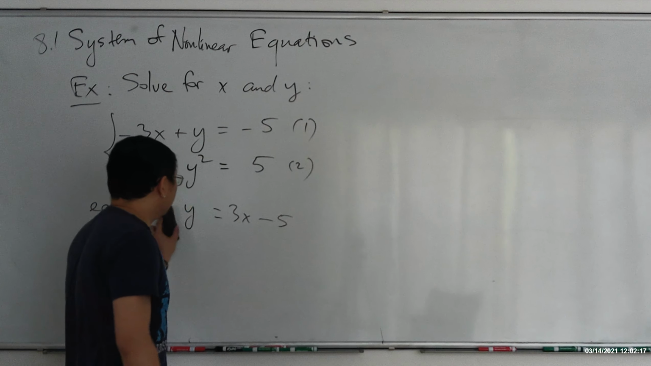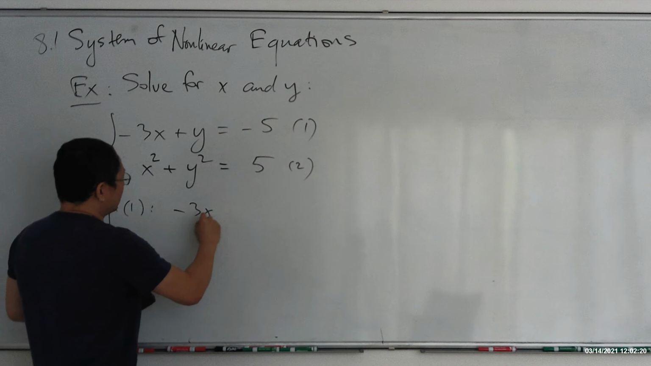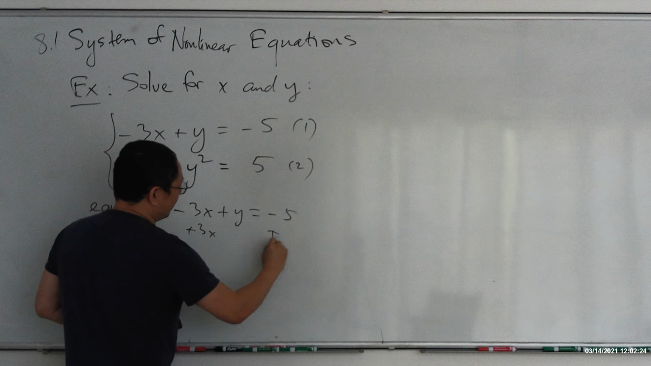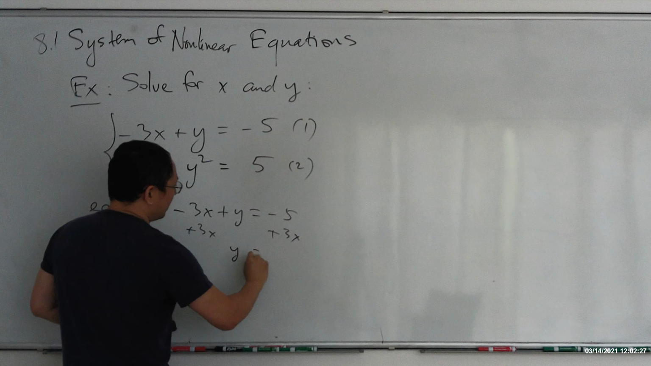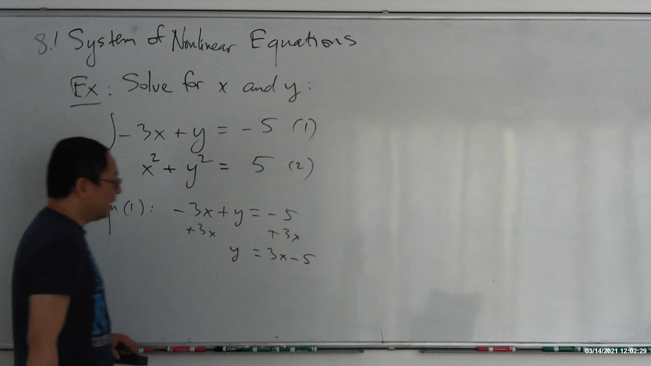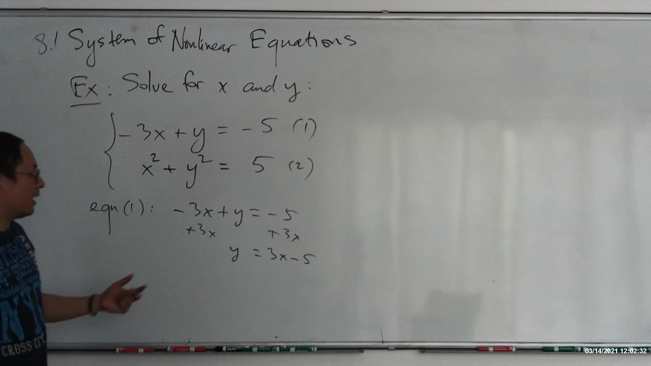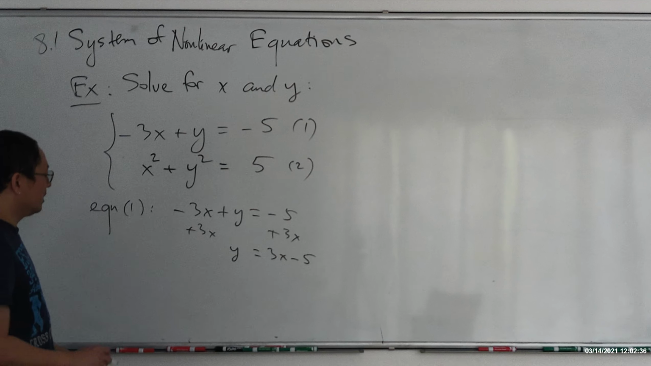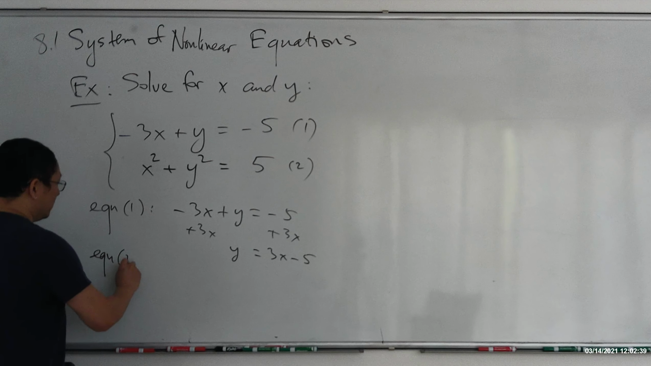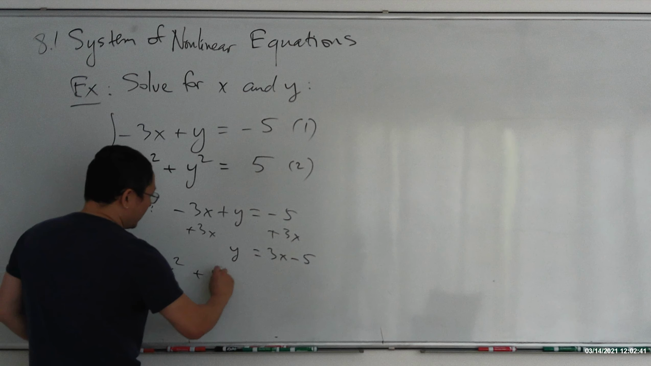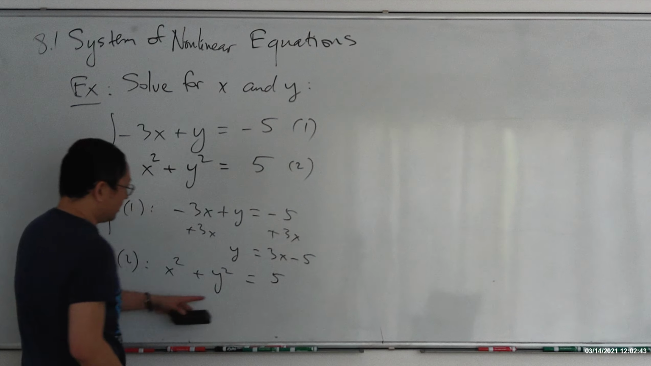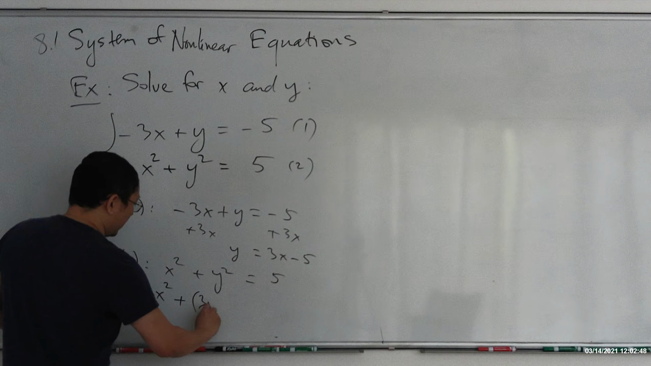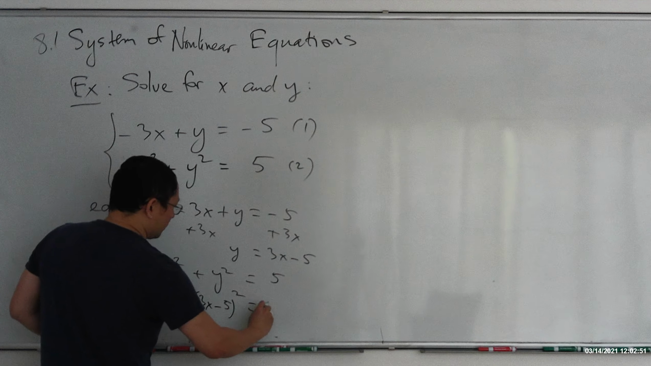Let me rewrite. Make sure that everyone gets it. Negative 3x plus y equal negative 5. And add 3x on both sides. That's what I've done. Got y equal to 3x minus 5. Okay. Even though I can do elimination, I cannot do elimination here, but substitution is okay. I can plug this into the second equation. So for equation number 2, I got x squared plus y squared equal to 5, right? So y becomes 3x minus 5. So x squared plus (3x minus 5) squared equal to 5.